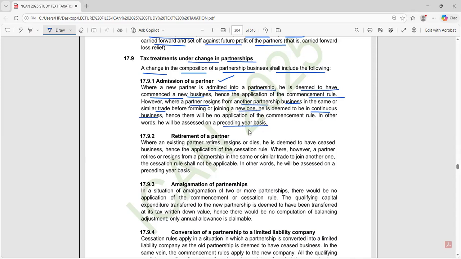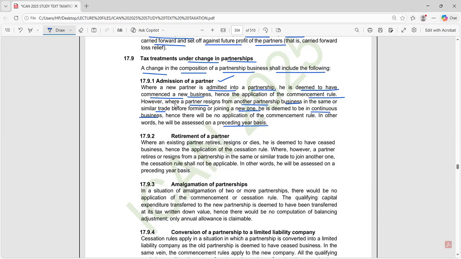So if we are admitting a new person, that person we're admitting as a new partner is going to be applying the commencement rule to account for his income and expenses. But please note, if the person is leaving another partnership and coming to a new partnership in the same business, we are going to be applying the preceding year basis, not the commencement rule. It's still the same business.